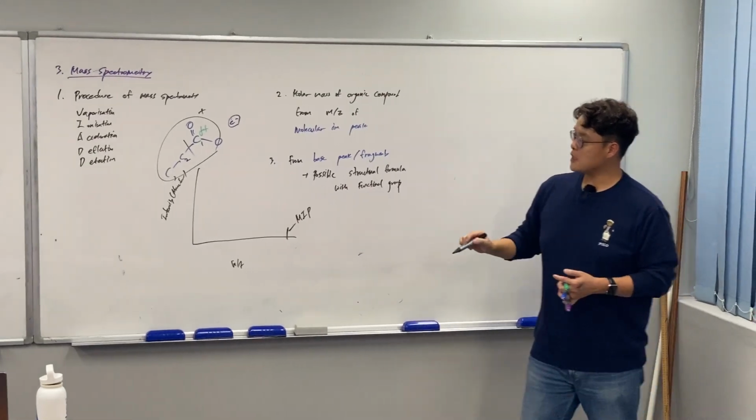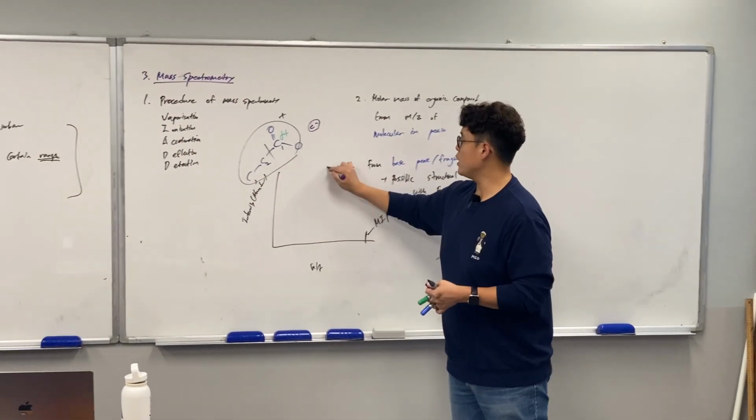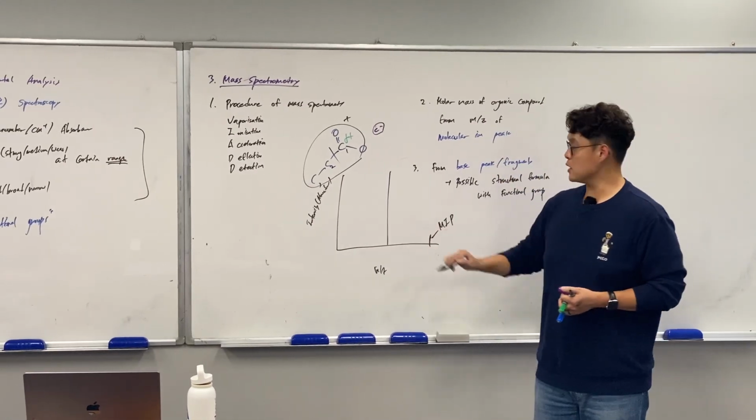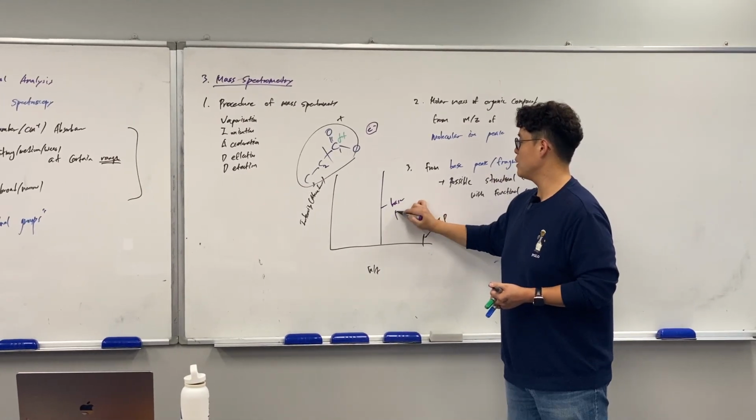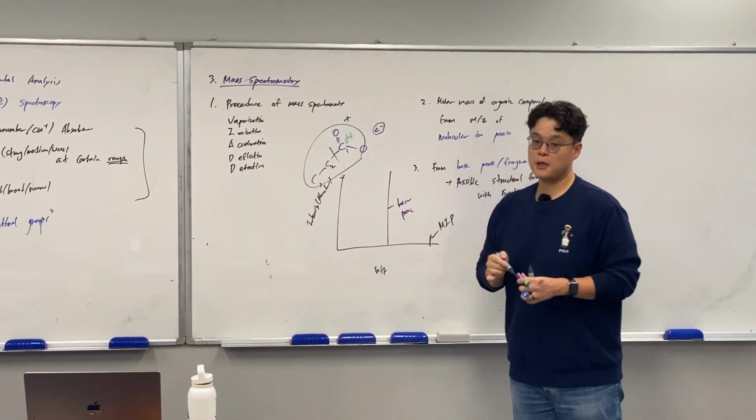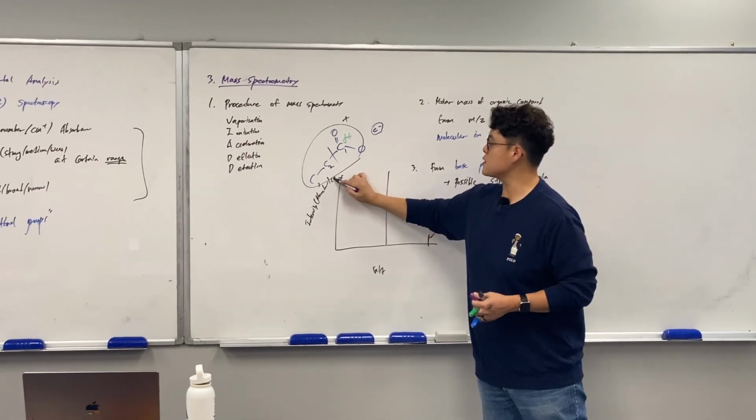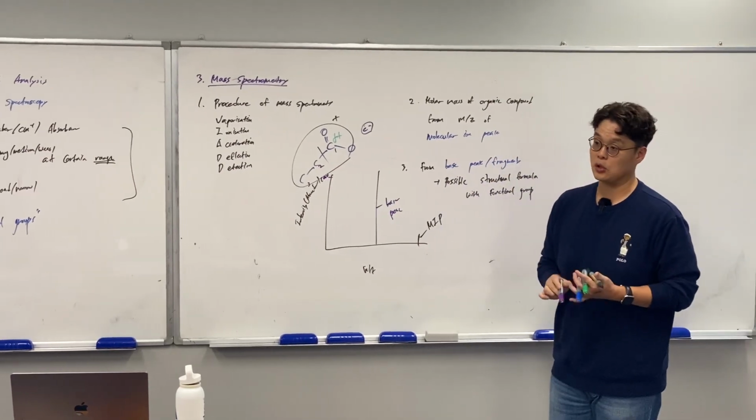So what do I mean by the base peak? First of all, the base peak is the tallest one. This is the base peak. The tallest peak in there is the base peak, and it's always given 100% in terms of intensity.